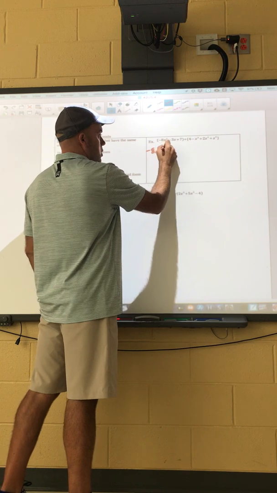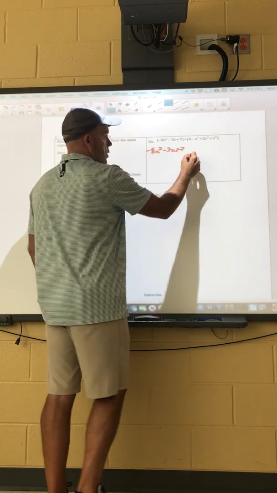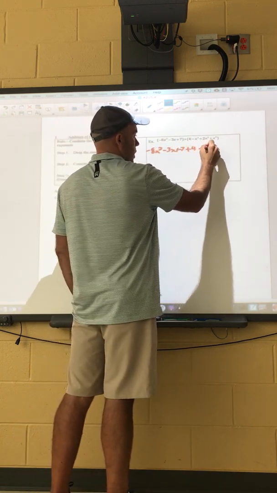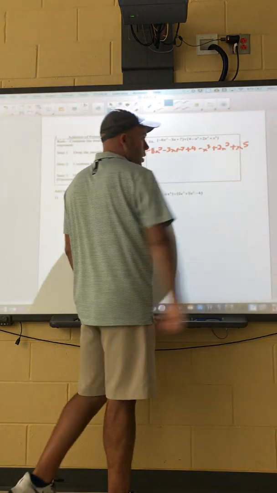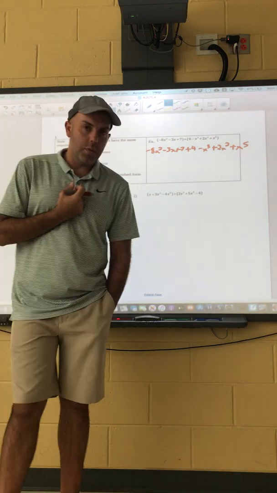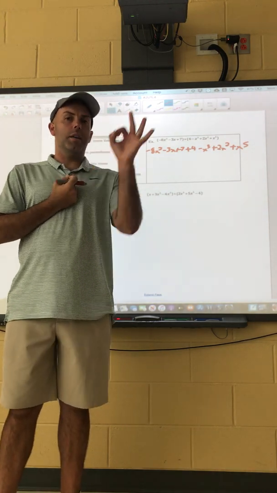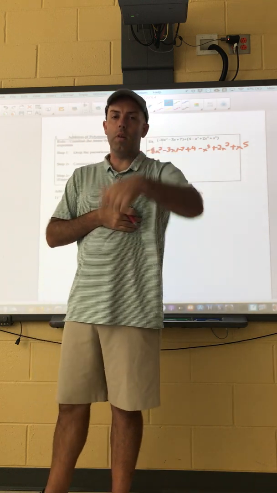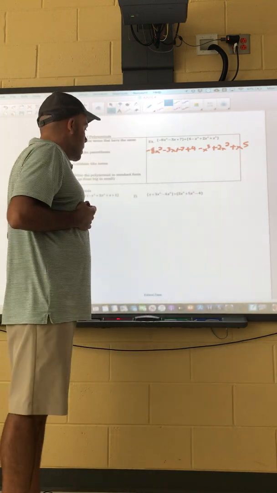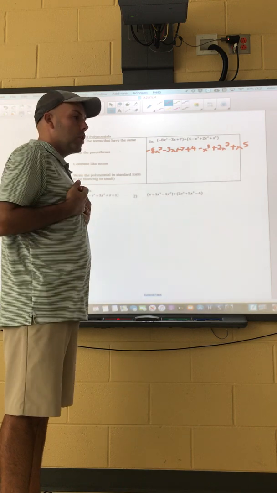So negative 8x squared minus 3x plus 7 plus 4 minus x to the third plus 2x squared plus x to the fifth. Okay, I'm going to now color code from here, and I'm going to combine like terms. Let's make sure we remember what like terms mean. Same variable, same exponent. Okay? All right, and then we want to write this in standard form. So let's try and do this all at once.